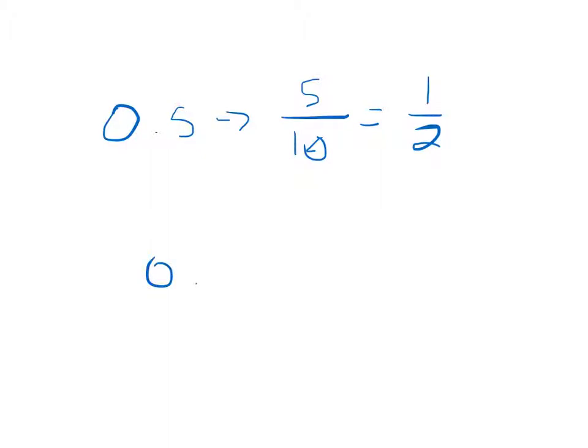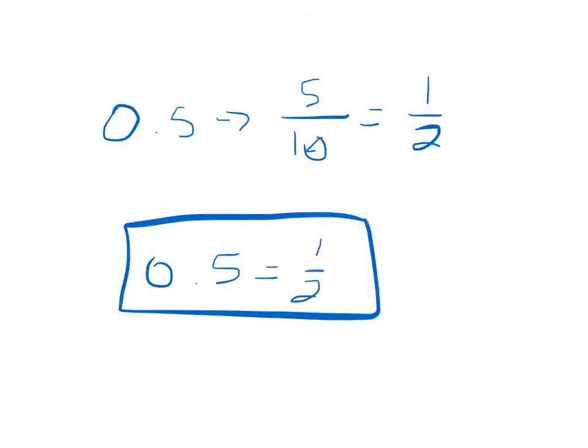Alright, the next writing decimal numbers as fractions part 2. We're going to be changing some decimal numbers to a fraction. 0.5, remember this is a 5 and it's in the tenths place, so we write it over a tenth. And then we reduce that to 1/2. So you can say 0.5 equals 1/2.